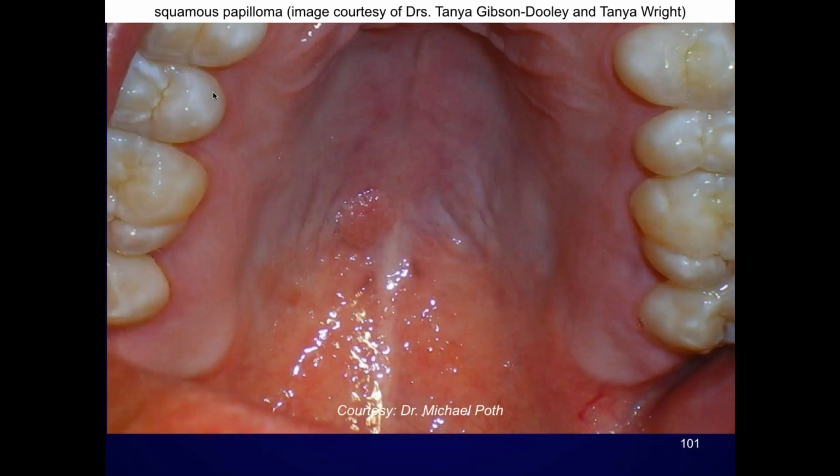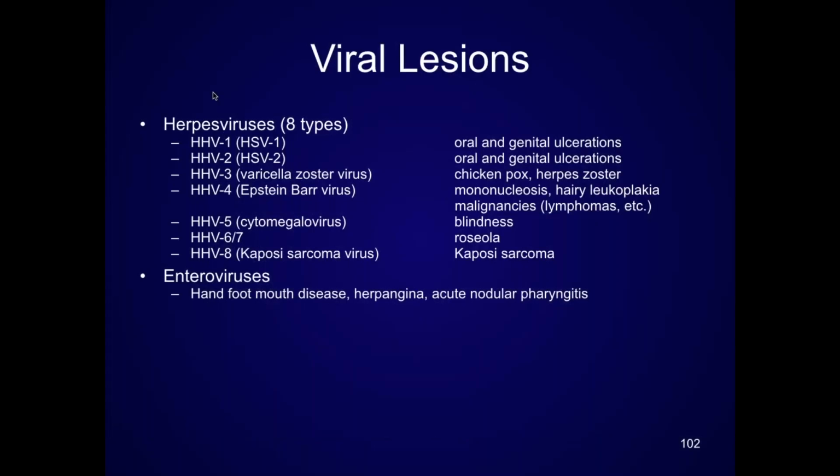All right, to finish it off, benign HPV causes papillomas, right? This is an excise or just watch. So when it comes to viral lesions, again, here's your 8 herpes viruses. As it turns out, any of the first 4 or 5 can cause oral ulcers. 6 and 7 is usually skin rashes in kids. 8's the one with Kaposi sarcoma. And then hand, foot, and mouth disease, herpes angina, all that stuff, that's all enteroviruses.